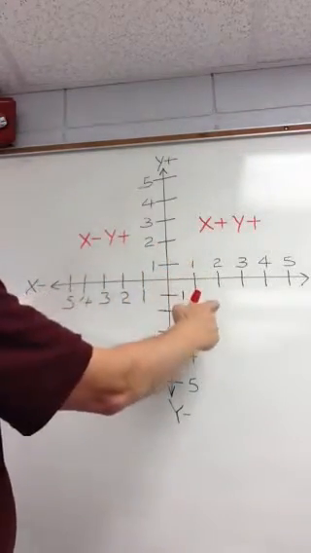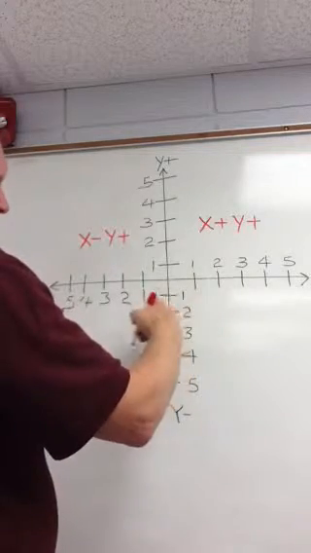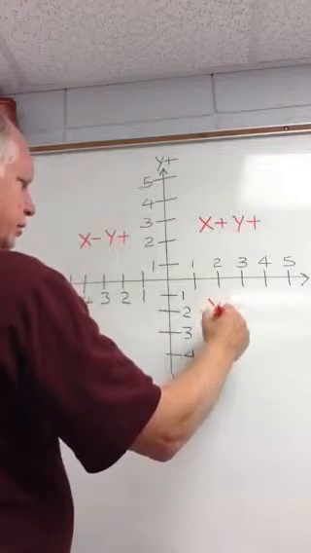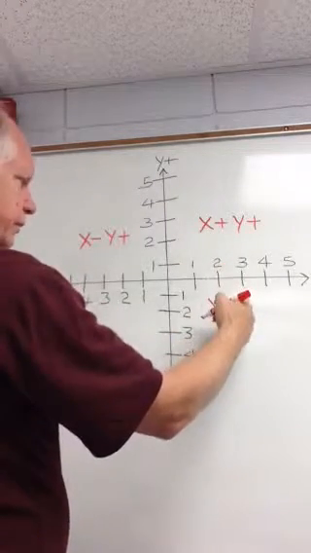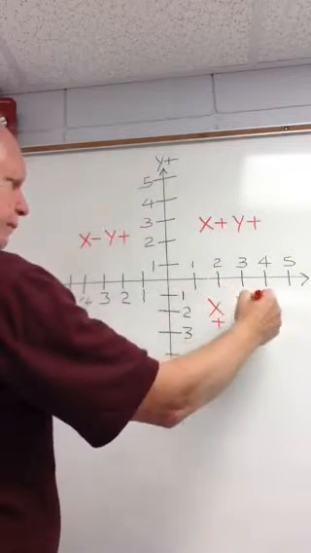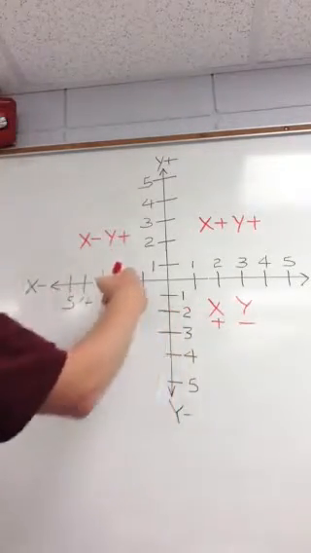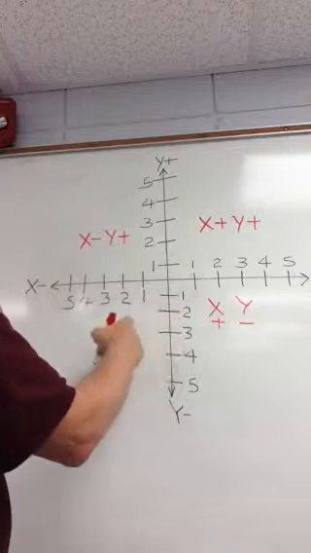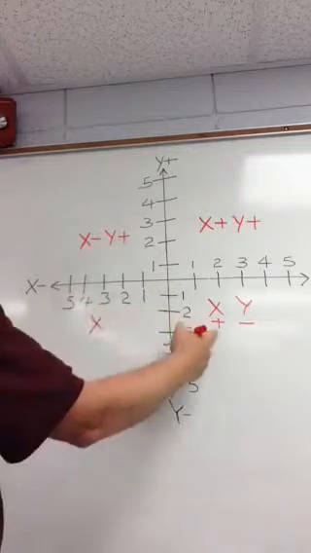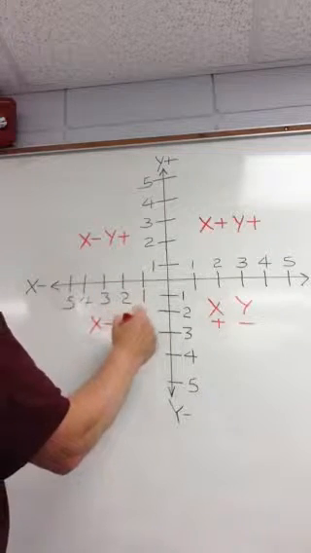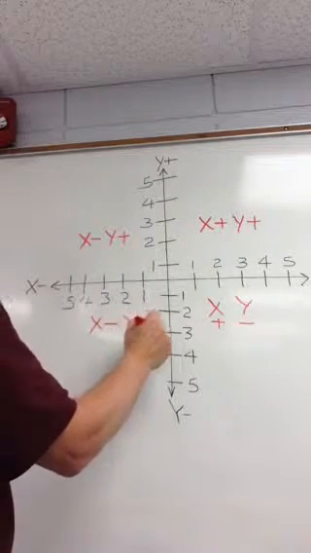Should you cross over this line and stay to the right of this line, by staying to the right of that line, your X is still a positive, but because you crossed over this line, your Y is a negative. When you cross over both lines, you cross this line in the X-axis, your X becomes a negative, and when you cross over in this direction, your Y becomes a negative.